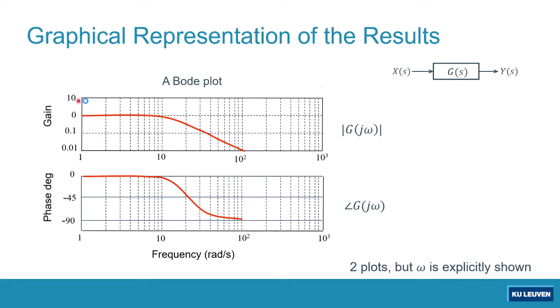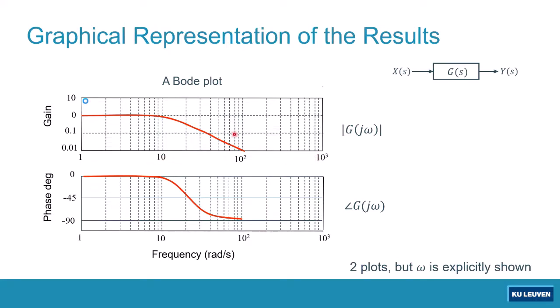For the first plot, the vertical axis is the magnitude of G(jω), or we call it gain, and for the second plot, the vertical axis is the phase or the angle. It can be in degrees, it can be in radians, it doesn't really matter. But one thing that we have to highlight here is that if we plot the frequency response function, normally the frequency is drawn in logarithmic scale.